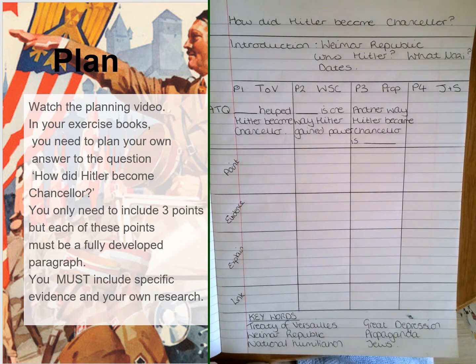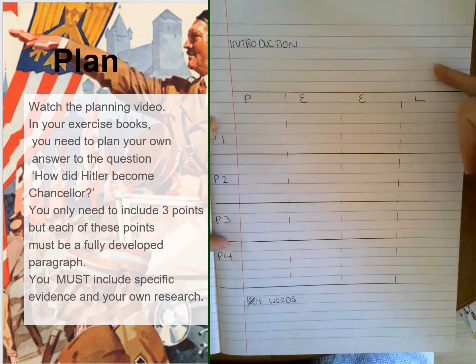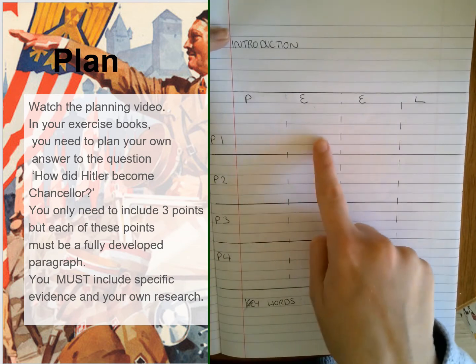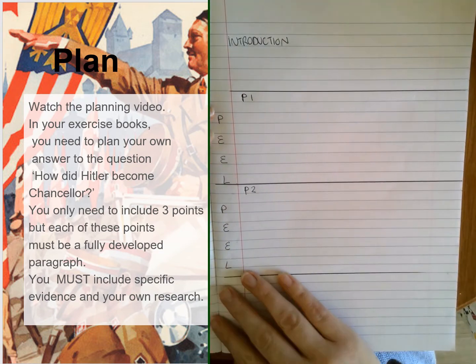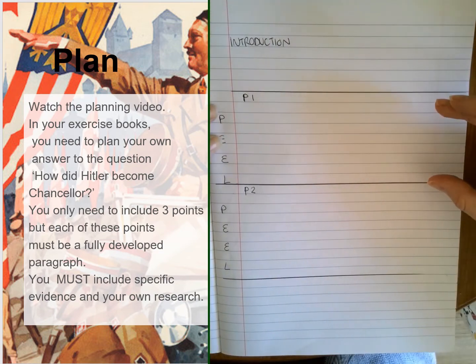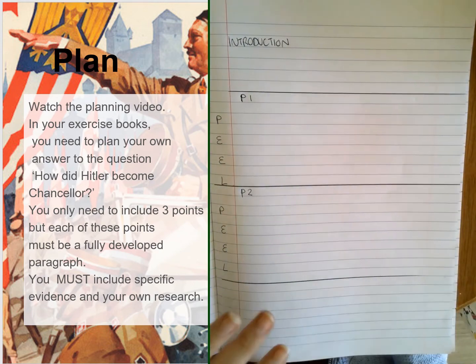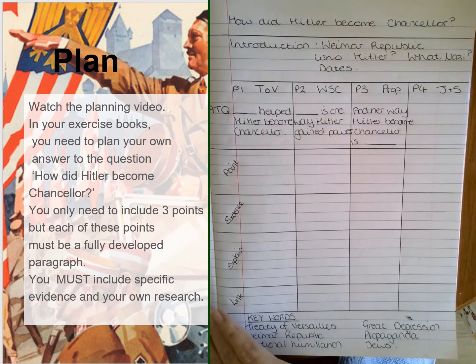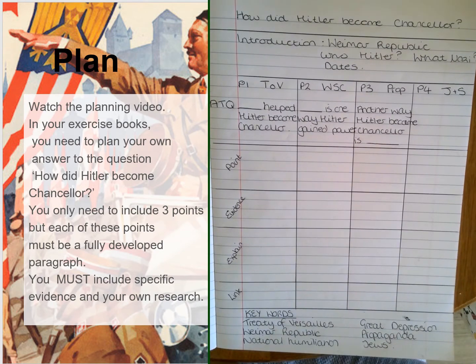Now, you do not have to use this planning structure. You can have it so you've got the introduction, point 1, point 2, point 3, point 4, and then the point, evidence, explanation, link going across. Or you could do it where you've got the introduction at the top and then each paragraph with the individual point, evidence, explanation in each of them. So you can structure your plan however you want to, however best works for you. But I'm just showing you the different ways and explaining why I've done the way I've done.